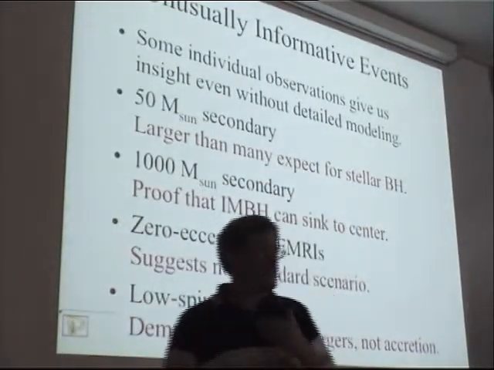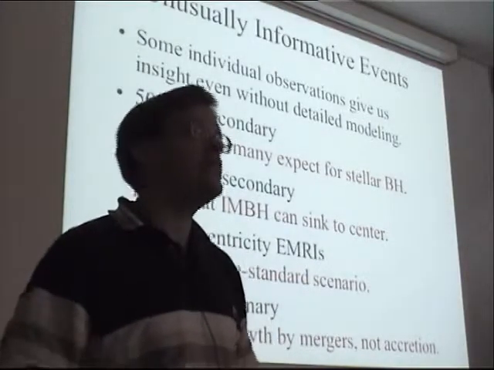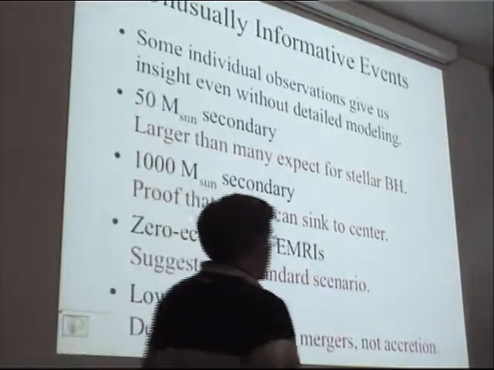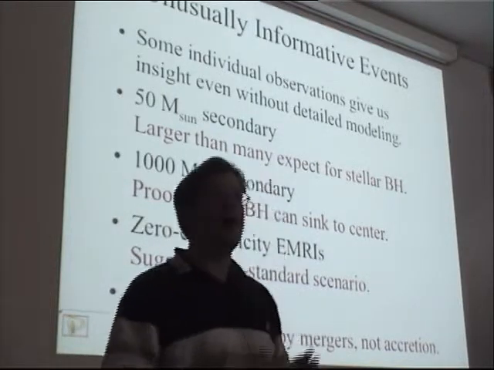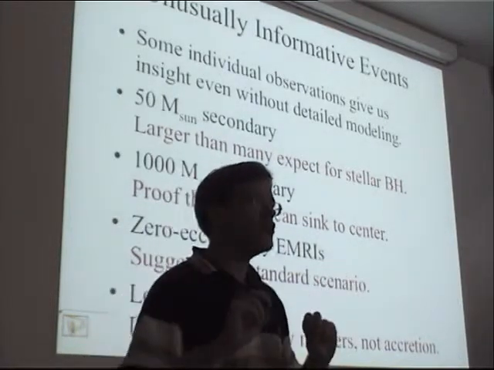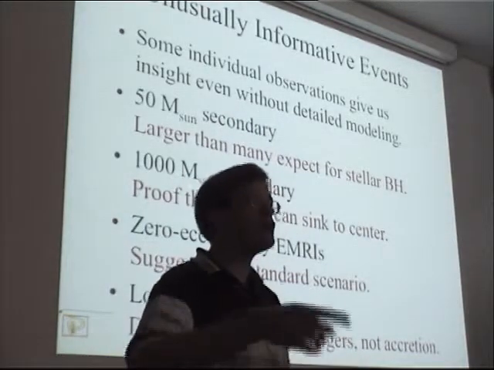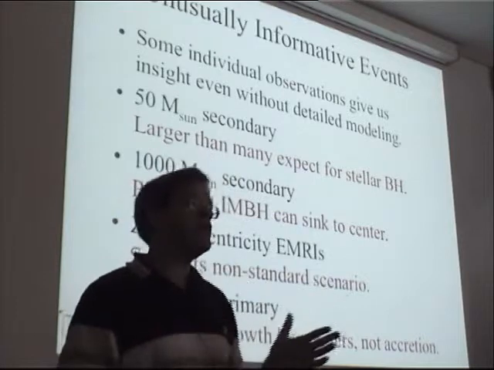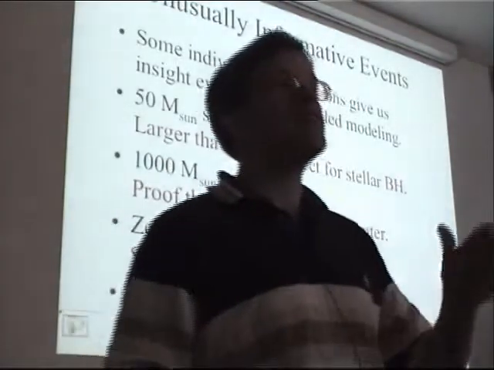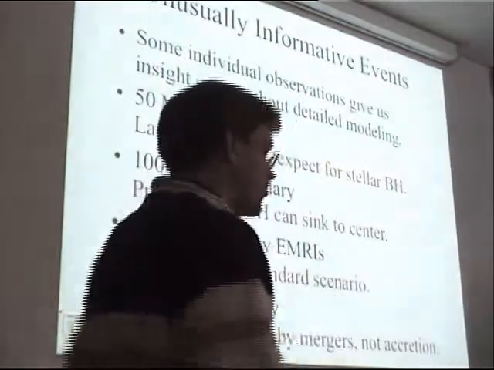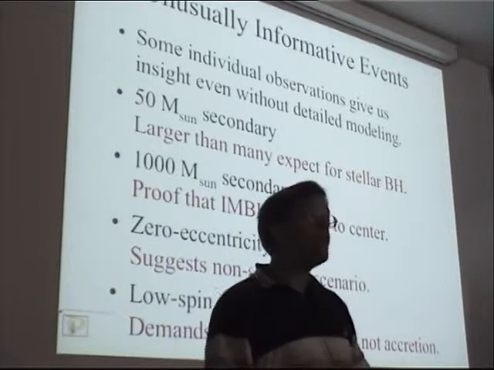Having at least a few zero or very small eccentricity events tells you that the scenario that has produced these is not what I set up on Monday as the standard scenario of single objects passing through and having gravitational captures. Instead, it would immediately point to things like tidal splitting of a binary or possibly evolution through an accretion disk. This would be something that would be quite informative. Or what about a primary?